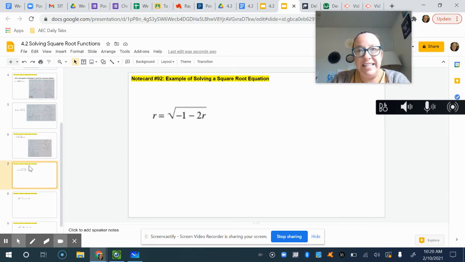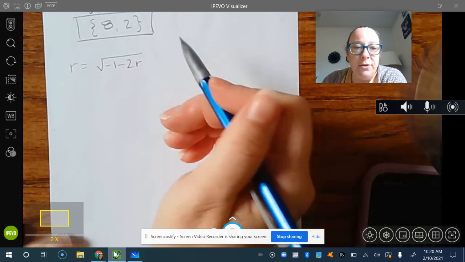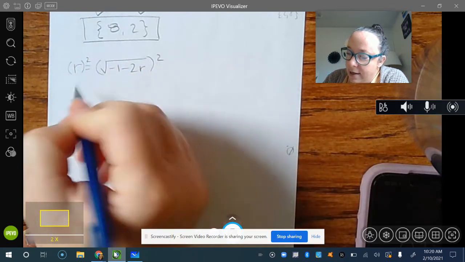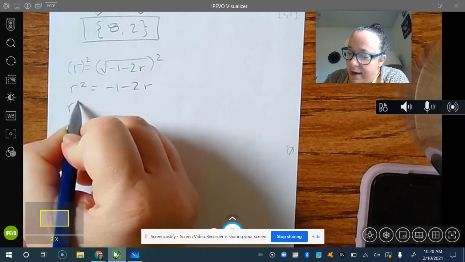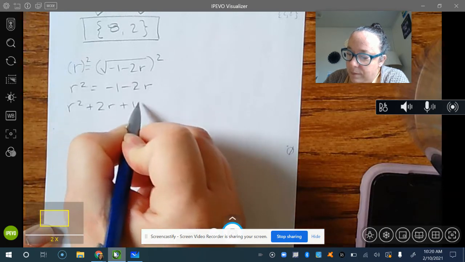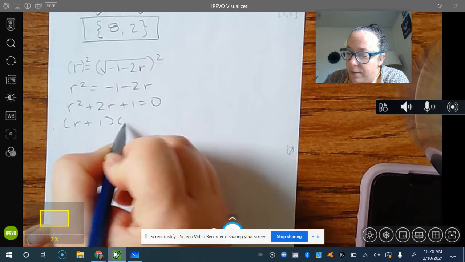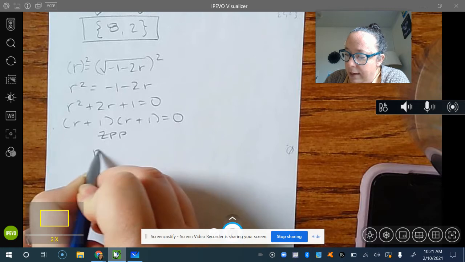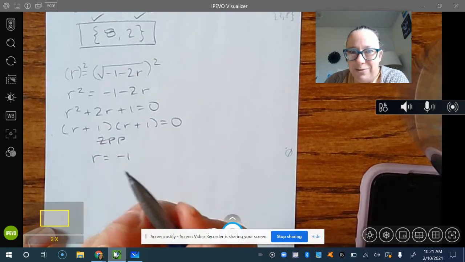This problem looks innocent enough, so let's see how this goes. All right, so the radical is already isolated, so we go ahead and square both sides. We get r squared equals negative 1 minus 2r. Toss all that over. What times what is 1 but adds to give you 2? That's 1 and 1. Use ZPP. You get a repeated answer of negative 1. It would count twice, but you don't need to write it twice.